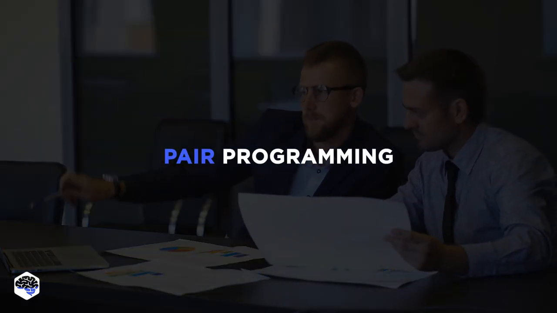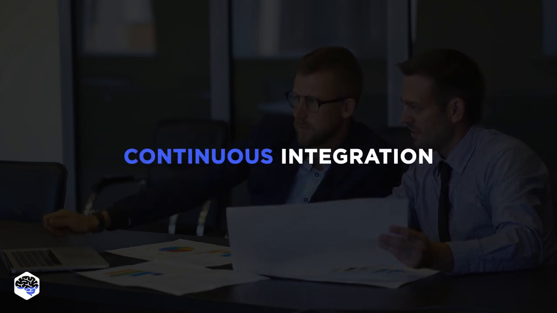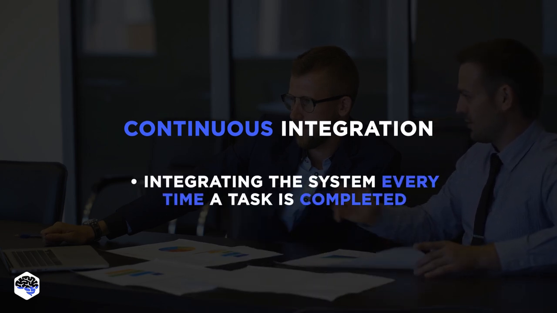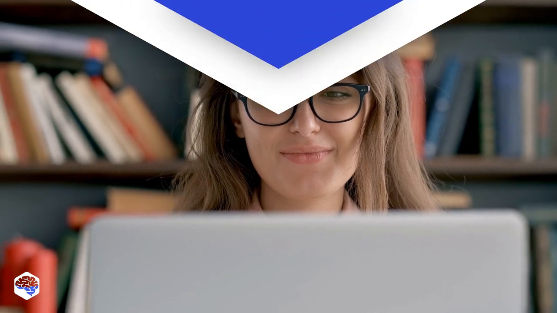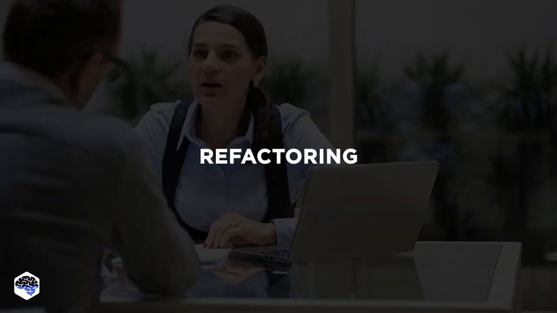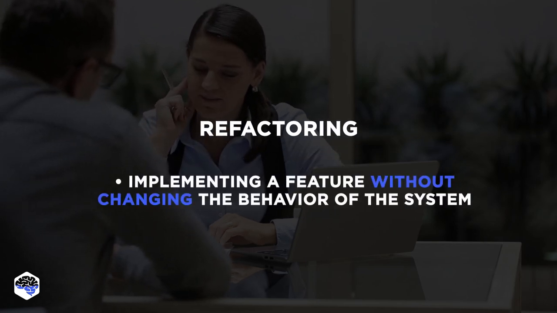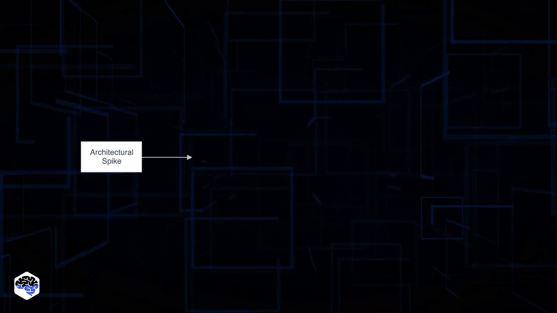Let's clear up some of the terms. Pair programming is the practice of having two people simultaneously working together on all production code. Continuous integration is the practice of integrating the system several times per day every time a task is completed by a developer. Integration in XP is supported by tests like unit testing and functional testing. Refactoring in XP is the practice of restructuring a program or implementing a feature without changing the behavior of the system. XP projects have 3 phases, namely the release planning phase, iteration phase, and the release phase.